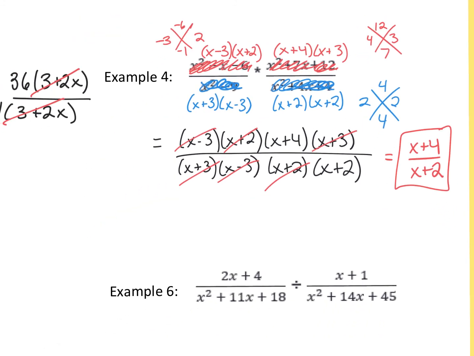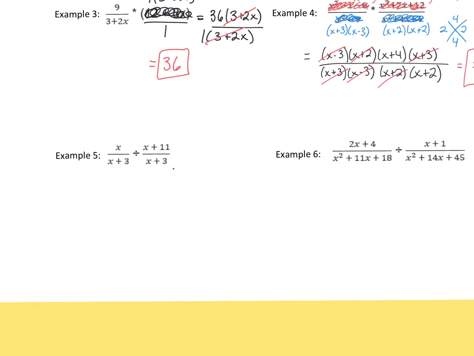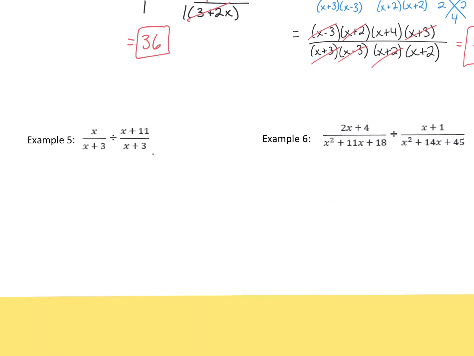I'm going to give you about 4 minutes. I want you to do examples 5 and 6. We'll go over them. We'll call it a day. What operation is number 5? Division, which means I need to start this problem by doing what? KFC. What am I keeping? What am I flipping? And what am I changing? There we go.